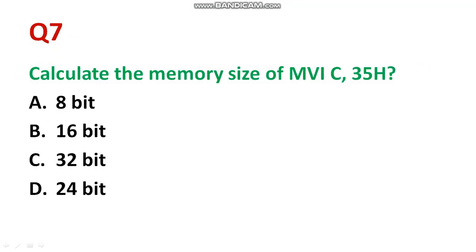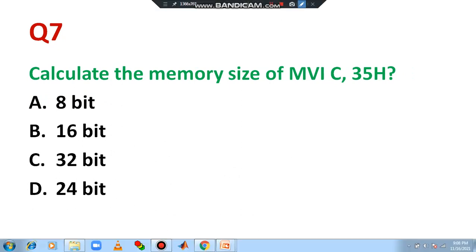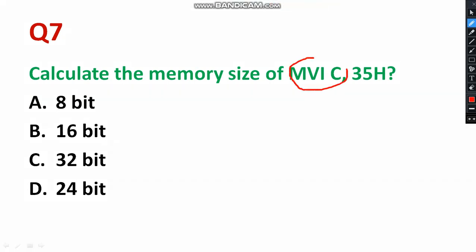Please read question number 7. Calculate the memory size of MVI C, 35H. See, this is 8-bit data, and this is also 8-bit. 8 plus 8 means 16-bit. So option B is the correct answer.